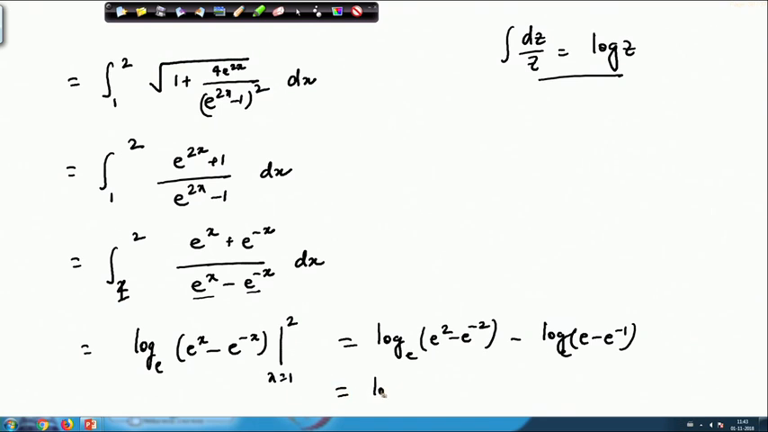So, this is nothing but log of (e^2 - e^(-2)) divided by (e - e^(-1)), and if we multiply both numerator and denominator by e, then this will reduce to log of (e^2 + 1) divided by... e plus 1 plus e. So, this is the required answer. We can leave it up to here, it is not a problem, and that is how we calculate the arc length for this given curve.